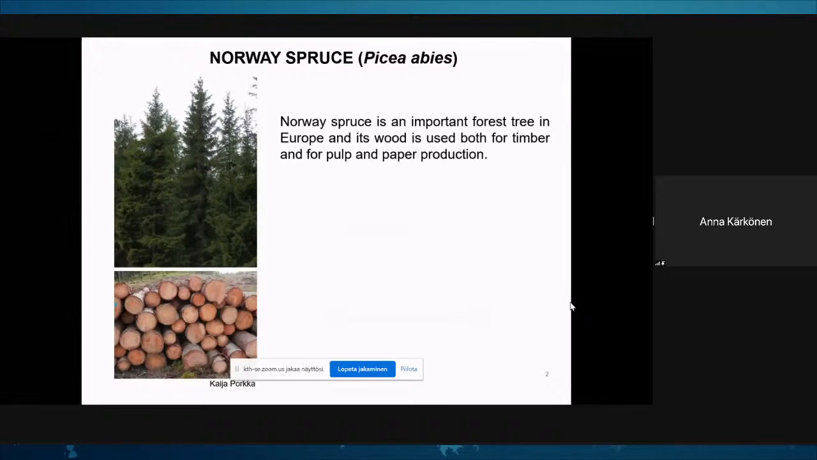So as you know, Norway spruce is a common, important forest tree in Europe, and its wood is used both for timber and for pulp and paper production.